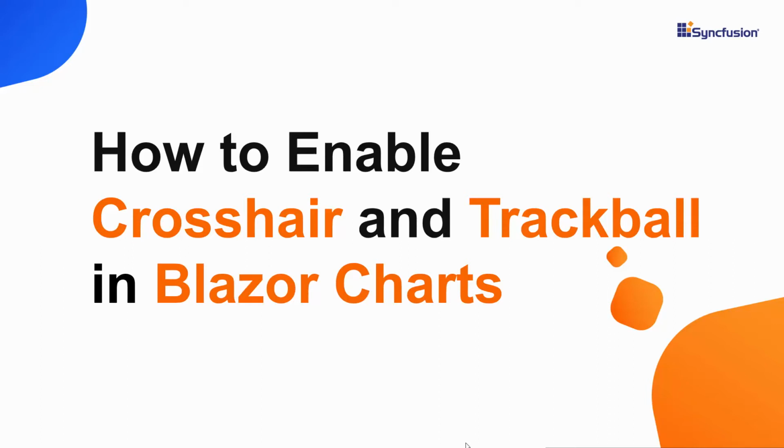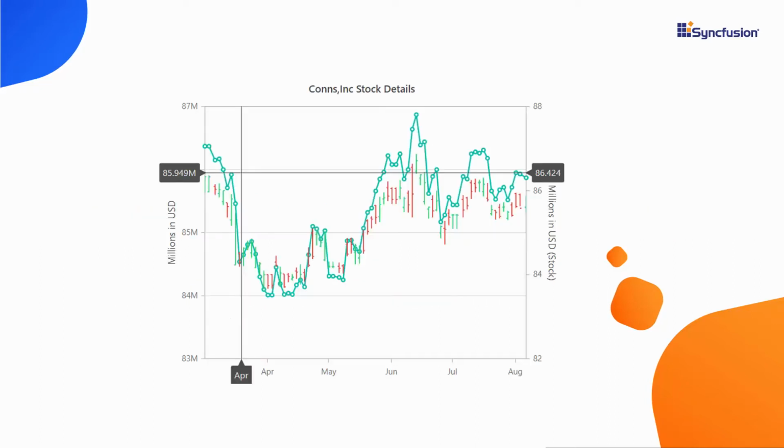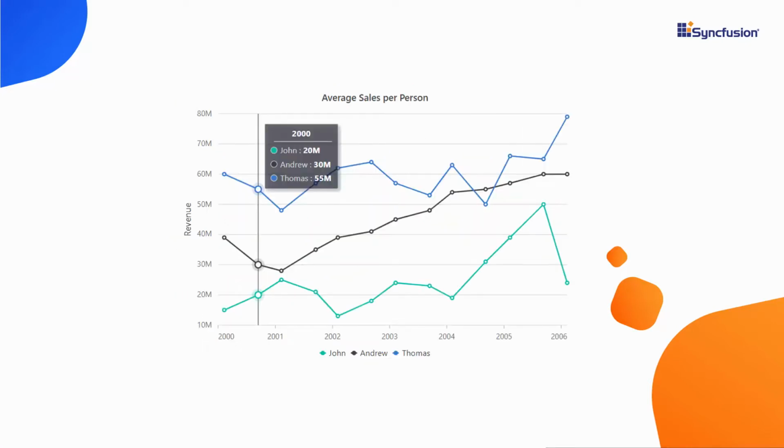Hi everyone, welcome back. In this video, I will show you how to display information about axis values of the chart, along with its horizontal and vertical line depiction, using the crosshair feature. I will also show you how to easily track and display information about the data points closest to the mouse hovering position using the trackball feature.